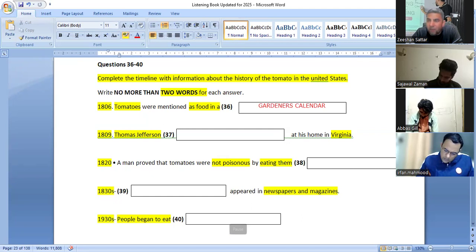Okay, so he ate 1 kilo of red tomatoes in public. Okay, so by eating them in public.